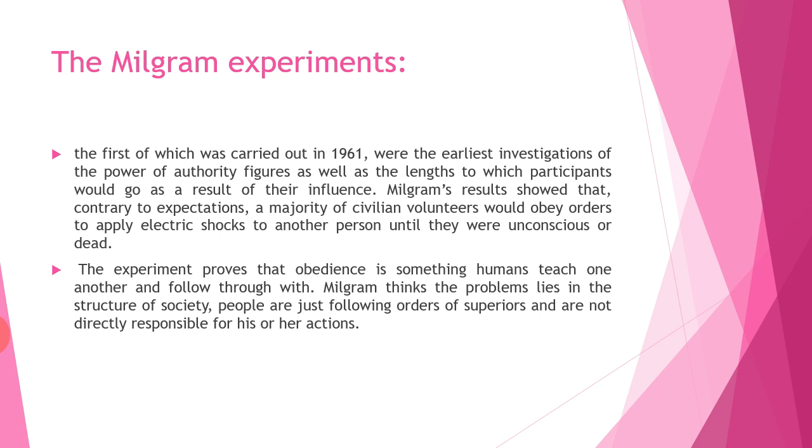First one, Milgram's Experiment. It was carried out in 1961. It was the earliest investigation of the power of authority figures as well as the lengths to which the participants would go as a result of their influence. Milgram's result showed that, contrary to expectations, a majority of civilian volunteers would obey orders to apply electric shock to another person until they were unconscious or dead. The experiment proves that obedience is something humans teach one another and follow through with. Milgram thinks that the problem lies in the structure of society. People are just following orders of superiors and are not directly responsible for their actions.